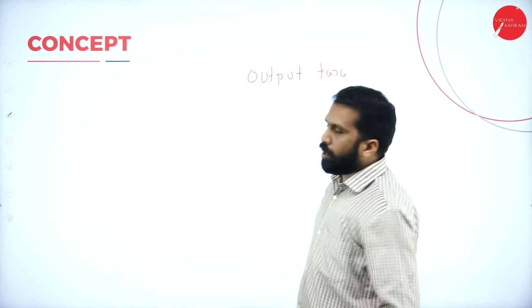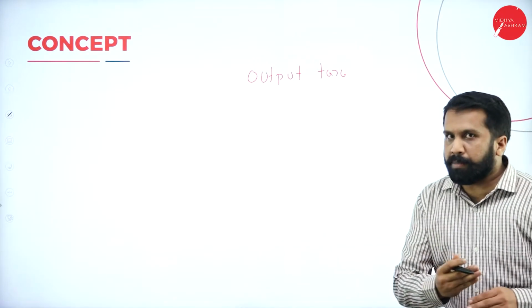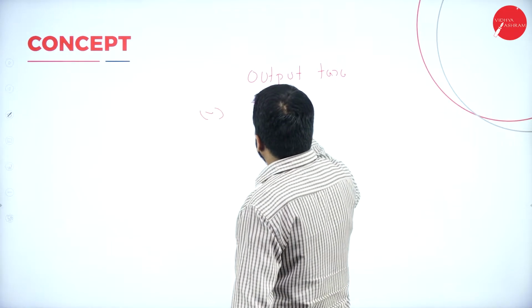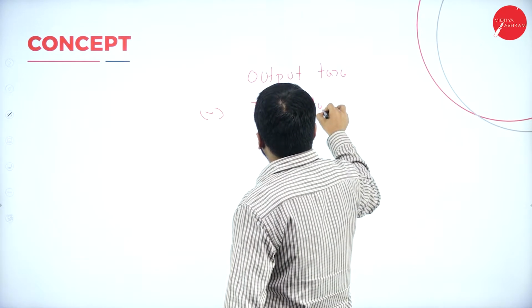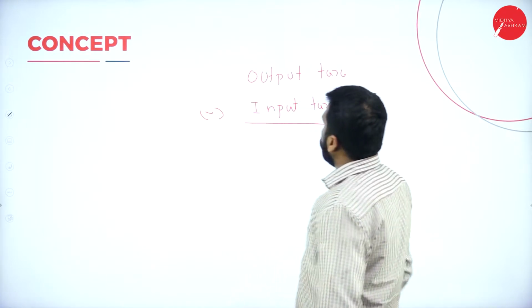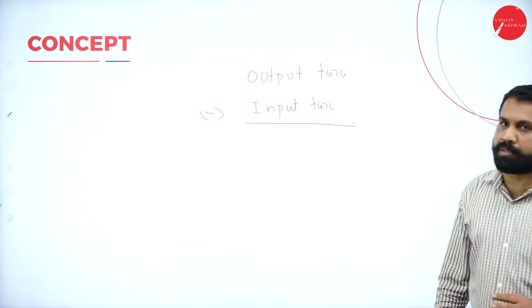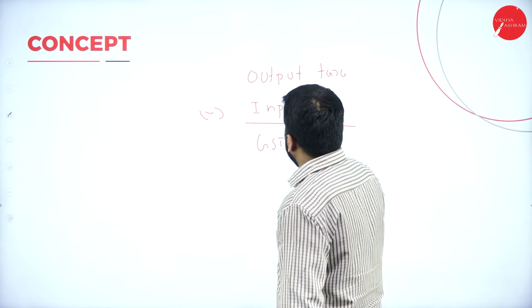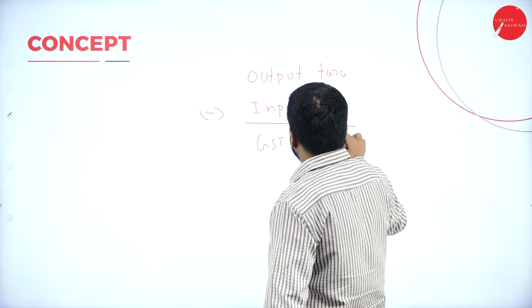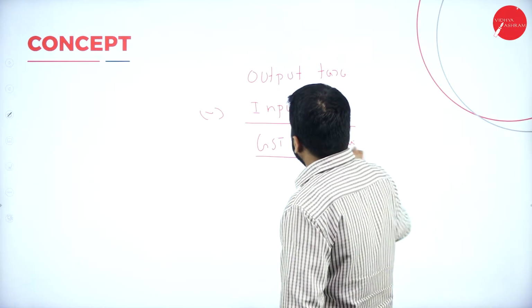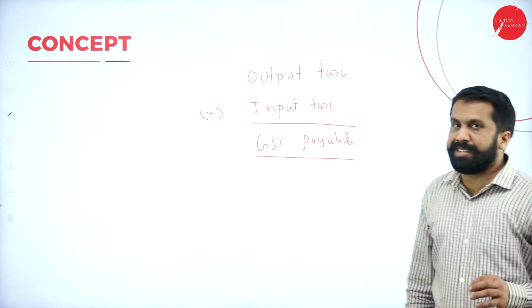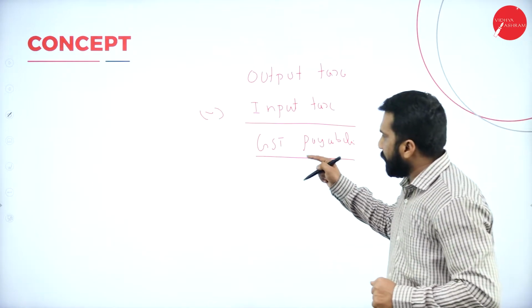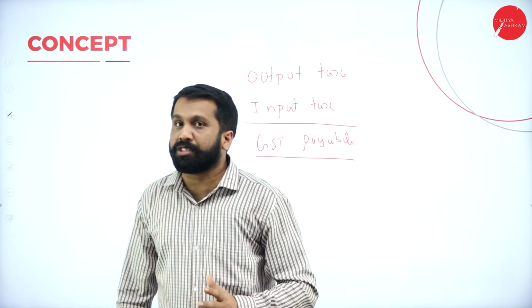What is this? Your output tax. From output tax, you are supposed to minus input tax. Output tax minus input tax. Output minus input, that is nothing but your GST payable. Hope you are clear. What is the calculation of GST? Easiest one. Output tax minus input tax. Whatever balance or answer you get, that is GST payable.